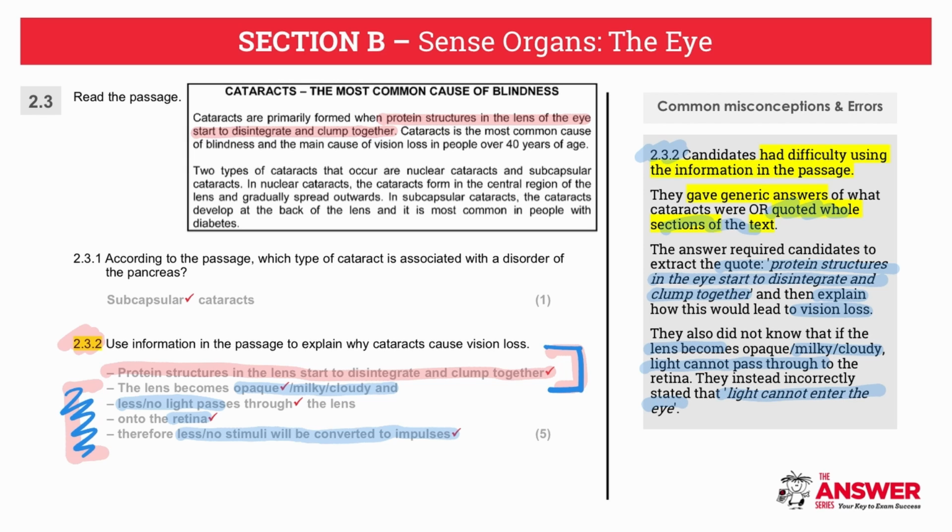So remember, light passes through the lens and falls on the retina. Light can still get into the eye, it's just about whether the lens can focus it onto the retina or not that makes you able to see.